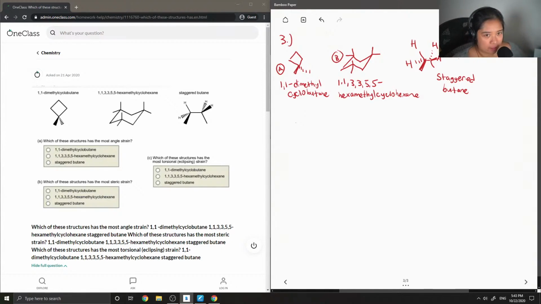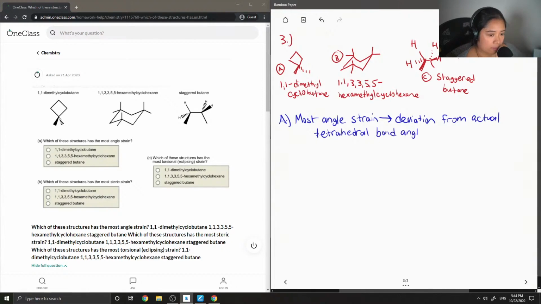So the first question asks, which of these structures has the most angle strain? So the structure that will have the most angle strain is the one that has the most deviation from an actual tetrahedral bond angle. So this angle is 109.5 degrees. So let's look at all of the structures.